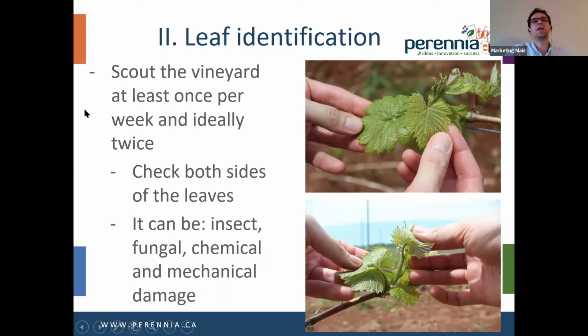Leaf identification. Now I want to ask you a question. No worries, these questions are anonymous. I want to know, how often are you scouting your vineyard? Please, a couple of seconds.